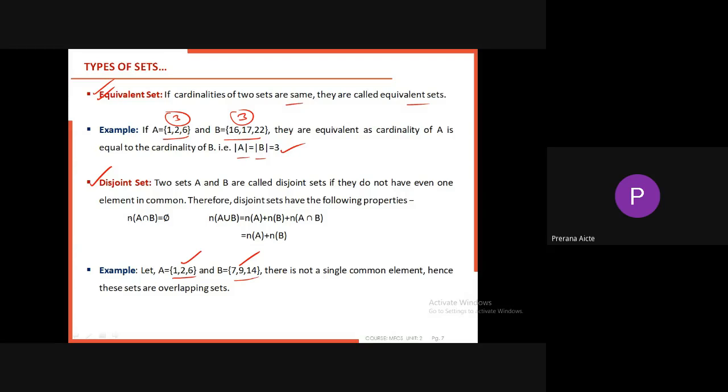Now here the property for this is, for disjoint sets, n of A intersection B is phi. As there is no common element, it becomes null. So what happens to this formula is n of A union B equals n of A plus n of B only. Why? Because the intersection becomes phi. So that is the formula we can get for that.